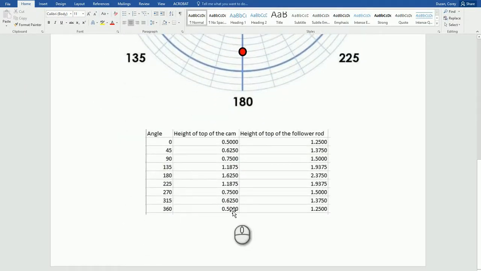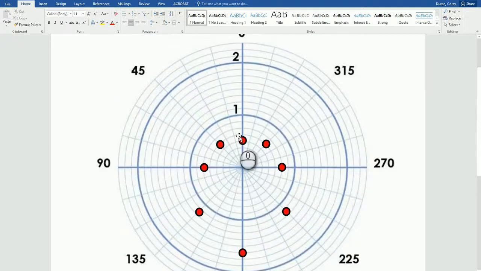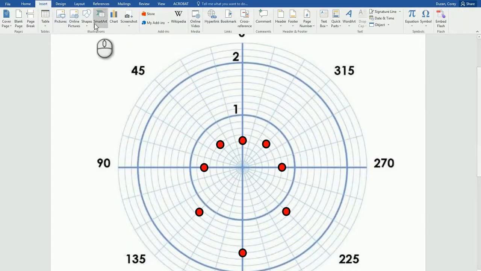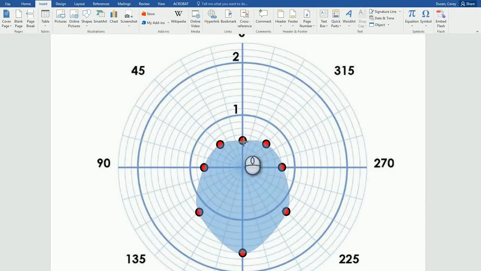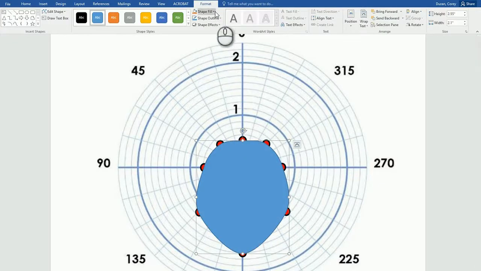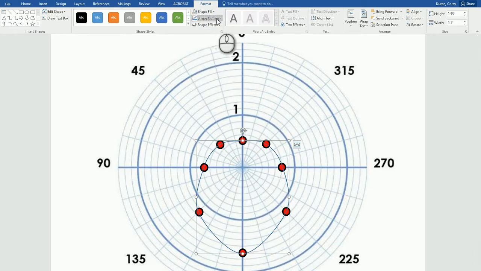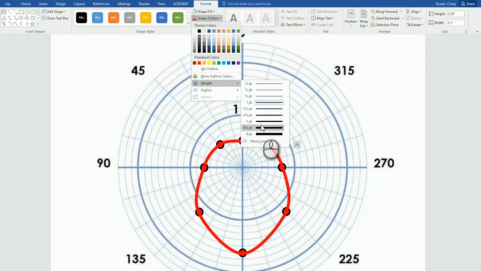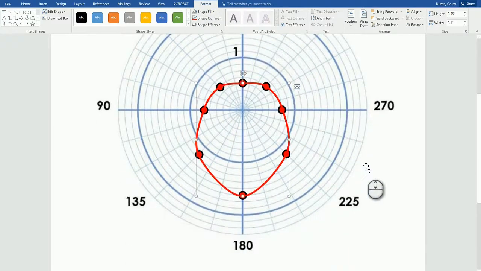Then students are going to be coming out and, using a pencil, going from point to point and sketching out the shape of their cam, which is going to look like this. Just to show you, let's increase the weight on this so you can see it. That is what the profile of their cam is going to look like.